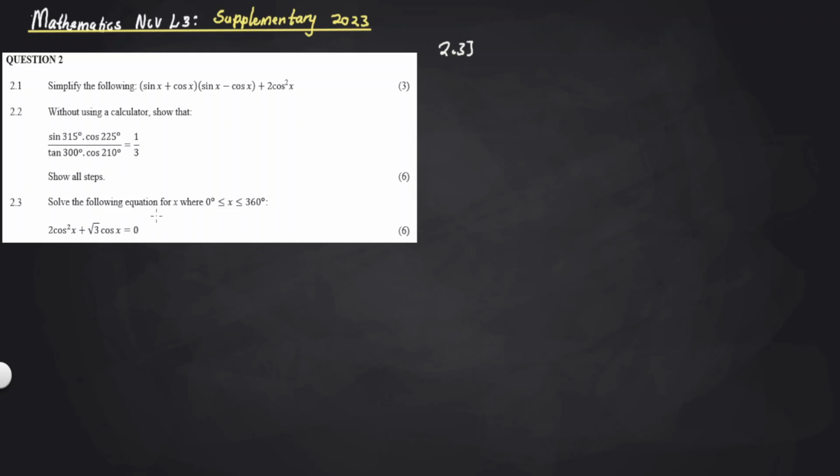Solve the following equation for x where x is between 0 degrees and 360 degrees. So we have an equation in this case: 2 cos squared x plus the square root of 3 cos x equal to 0. Simplifying this would be for us to take out cos x as a common factor. So this is 2 cos x plus the square root of 3 equal to 0.